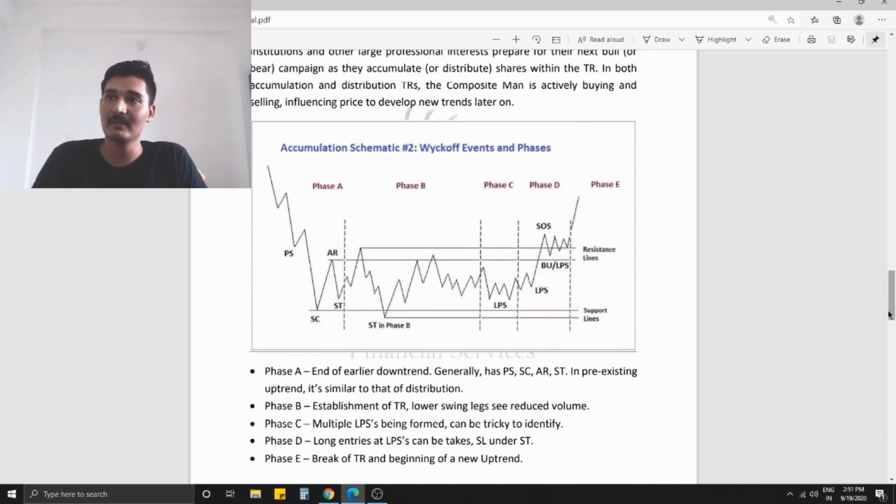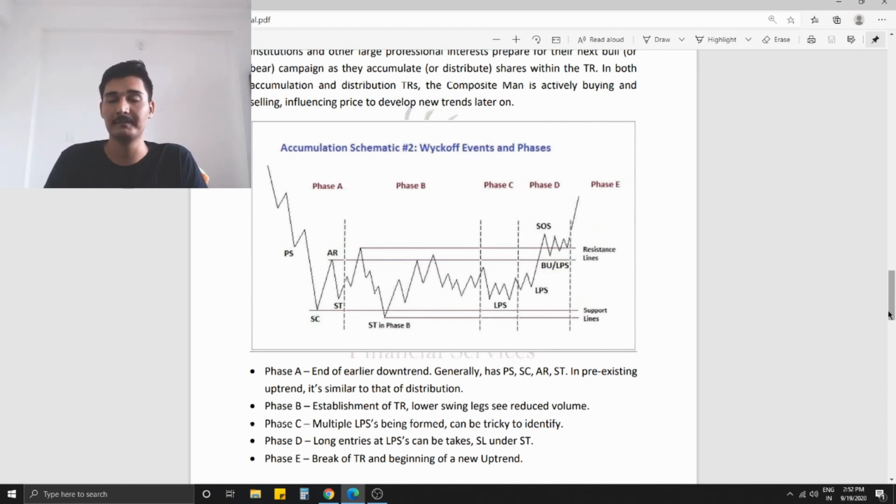Then you have the next phase C, multiple LPSs being formed. Don't worry about what that is, I'll explain that to you. It can be a bit tricky to identify. Most people mistake phase C and phase B together. Then you have phase D, where as a trader you can take long positions at every new higher low that is being formed, with your stop loss going under the last secondary test, or the last ST. Then you have phase E, which is the break of the entire trading range and the beginning of a new uptrend.